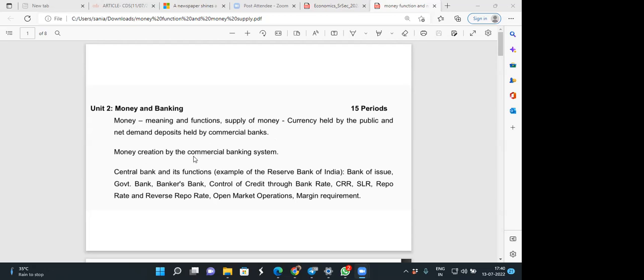And the next one is money creation by the commercial banking system. This money creation part is like in some books it is under the money chapter, in some books it is under the banking chapter. Okay, so you will be writing the unit, just don't write unit 1 and 2, just write unit money and banking and then write money. Just write it down until here, then we'll start. Okay, be quick. Then I will start.